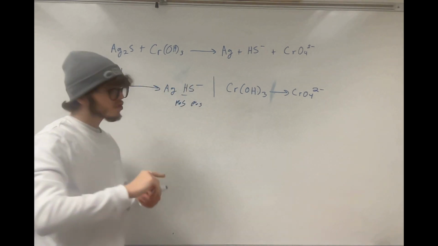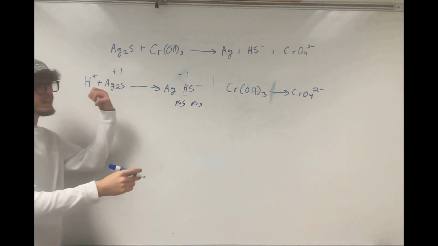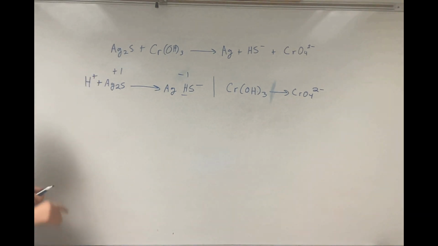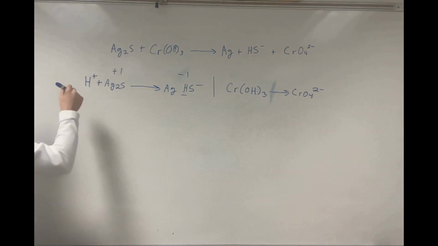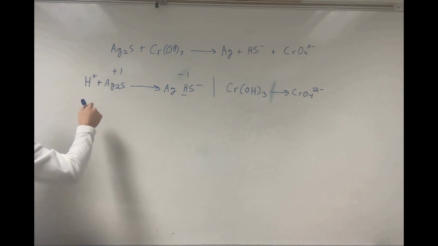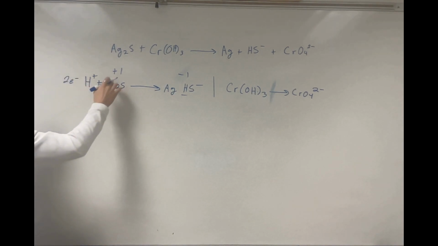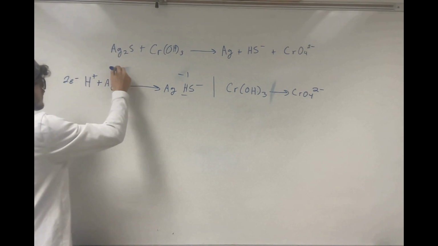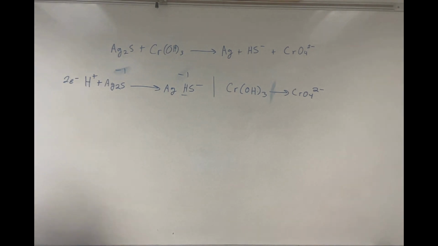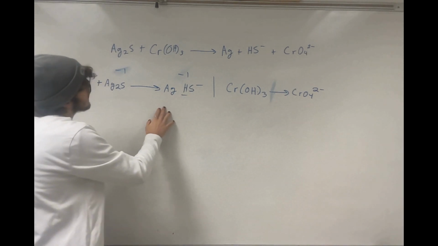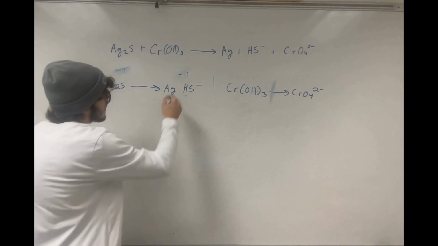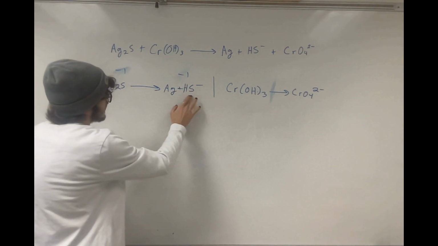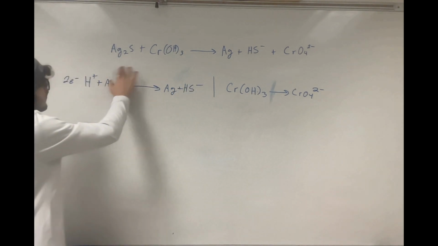Okay, we add electrons. So we have to go onto this side here and add electrons. So we can actually add 2 electrons, right? One will bring it to 0. Another one is going to bring it to -1. So this side is balanced, right? 2 electrons plus a hydrogen ion plus silver sulfide is going to make silver and hydrogen sulfide. And I forgot my plus, but I digress. Okay, so we balanced this side.